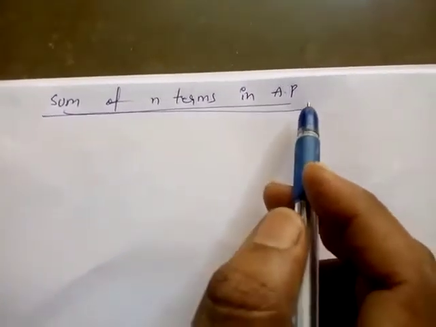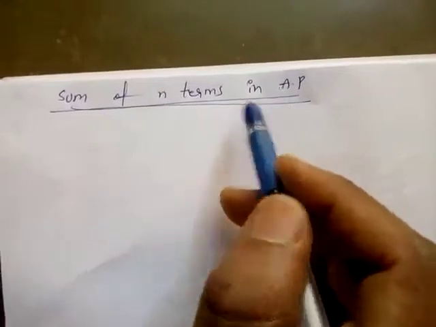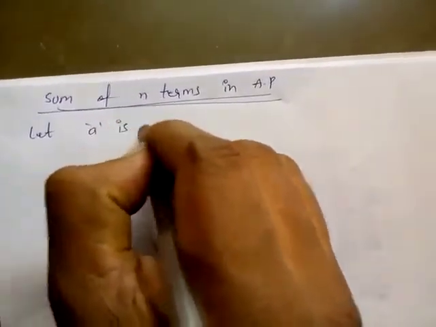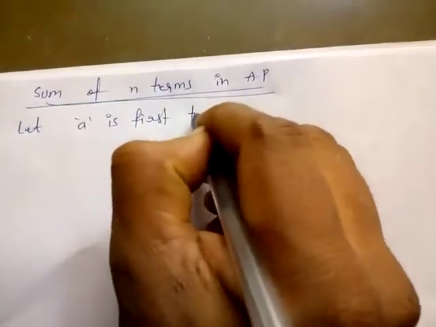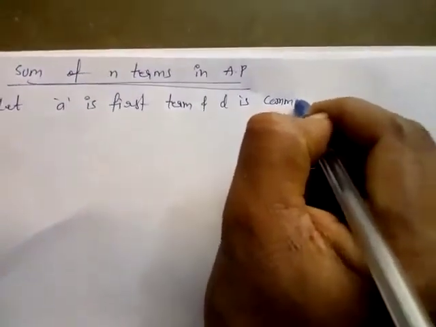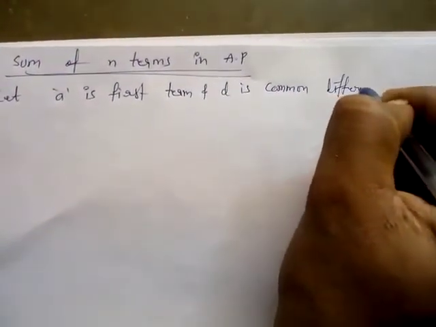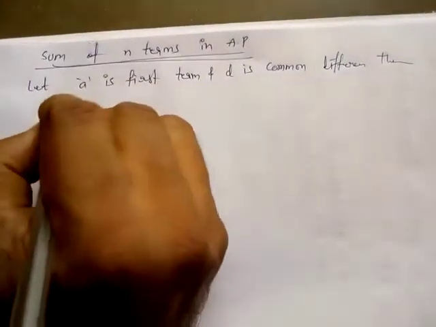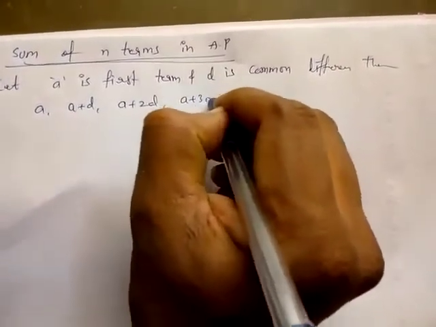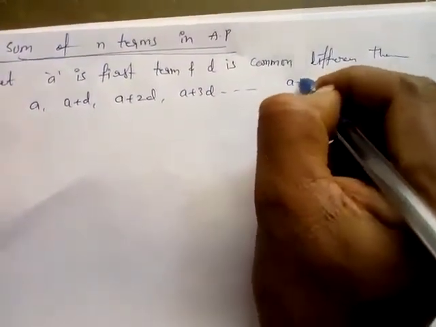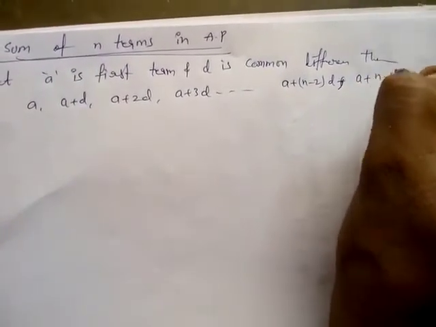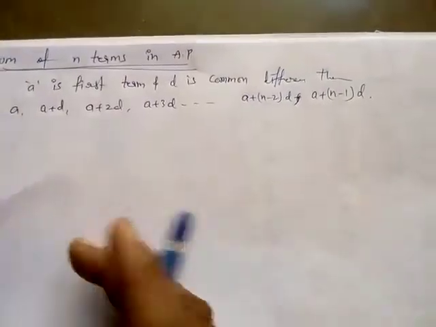So, sum of n terms in AP. Already we discussed the nth term in AP. Now here, sum of n terms in AP. Let A be the first term and D be the common difference. Then the AP series is A, A plus D, A plus 2D, A plus 3D, and so on, A plus n minus 2 into D, A plus n minus 1 into D. This is the AP series.